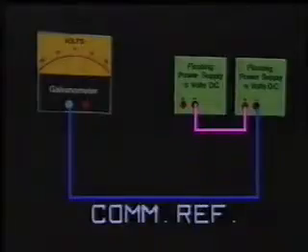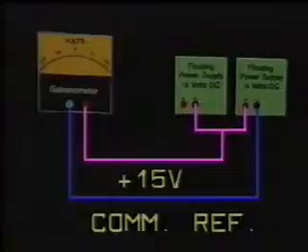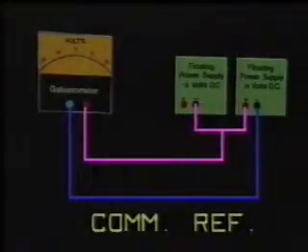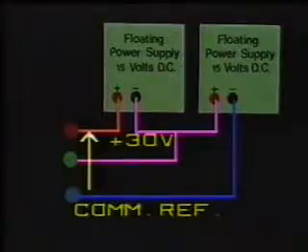Keep the power supplies connected as before, but this time measure the voltage with respect to the lowest line. This means that the lowest line is now the common reference. With the change in common reference terminal, we can get a plus 15 volt supply or a plus 30 volt supply, or both.